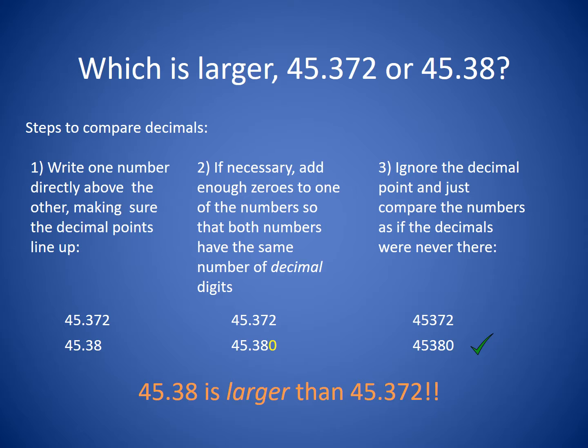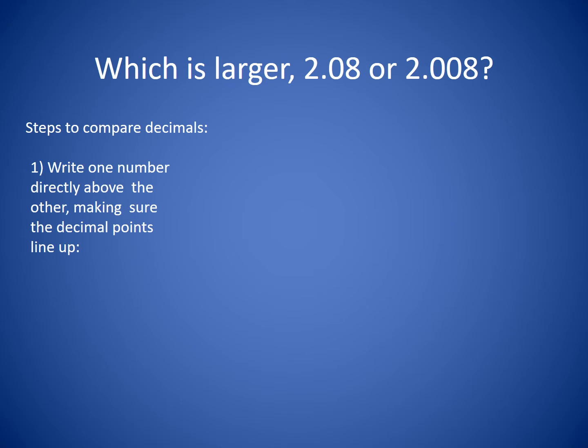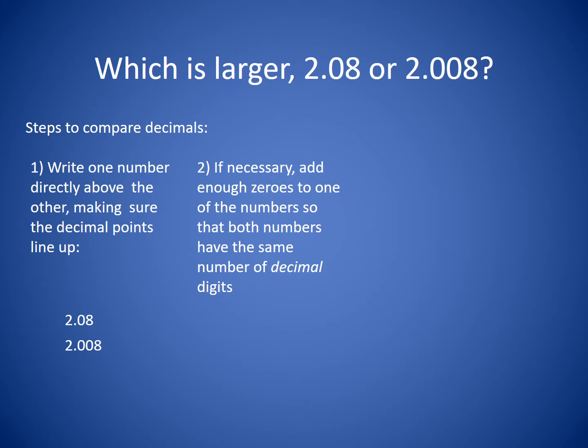Let's do another example. How about 2.08 or 2.008? Which one of those is larger? Same steps, right? We're going to write one right above the other, making sure that the decimals line up. Second step, do I have the same number of decimal digits in both numbers? If I don't, then I'm going to add zeros to the end of whichever one has fewer decimal digits. In this case, it's the 2.08, so I'm going to have to add a 0 to that, and now they both have three decimal digits.